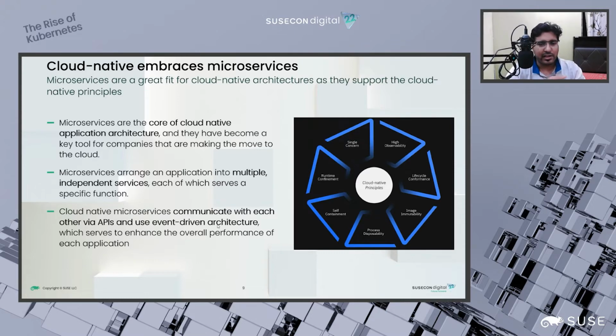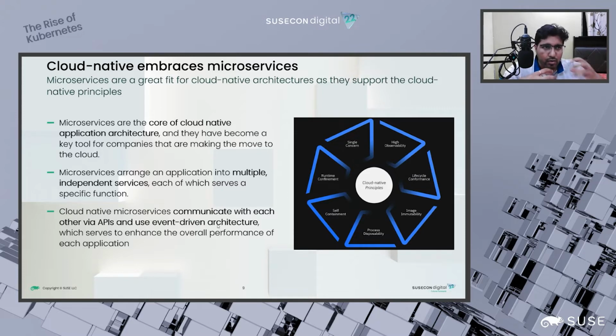And microservices arrange an application into multiple independent services, each of which will perform a specific function. So the purchase microservice will do the purchasing, the logging one will do the logging, the user authentication one does the user authentication. And all of these services will communicate with each other either via APIs, well-defined application programming interfaces, stable interfaces, or use event-driven architecture. So this is the overall idea of microservices.